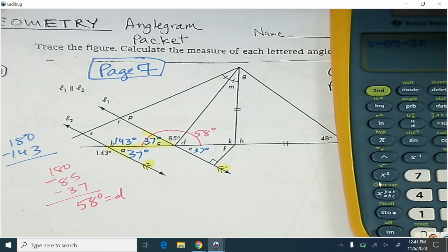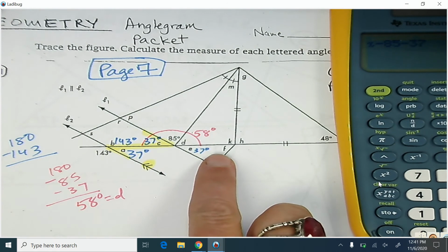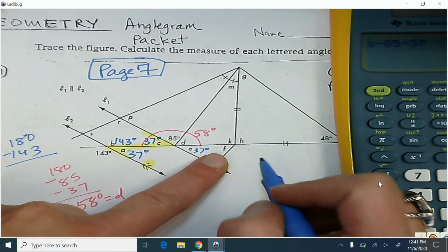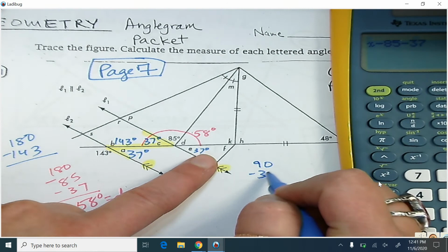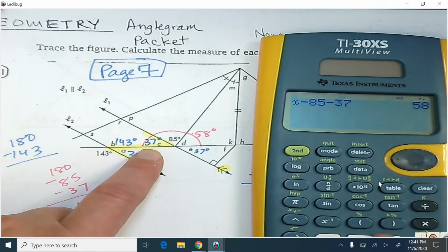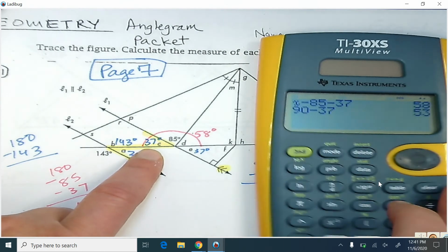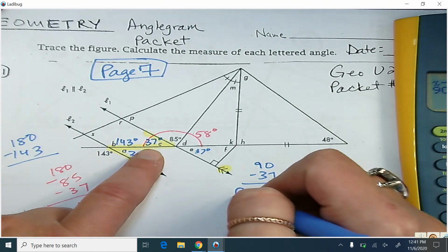Okay. And then I would find F next. These two angles, remember that corollary that we talked about the other day? These two angles add up to 90. So I would do 90 minus 37. You're going to get 53 degrees.